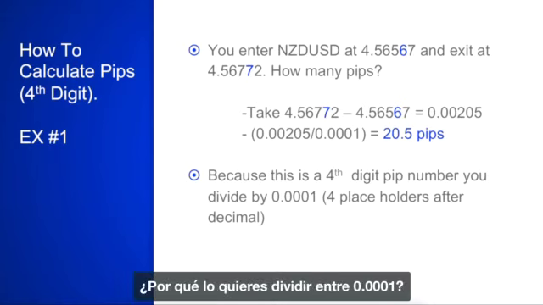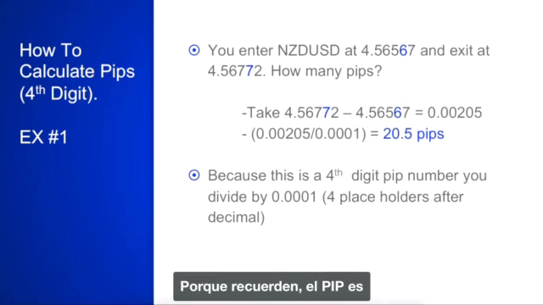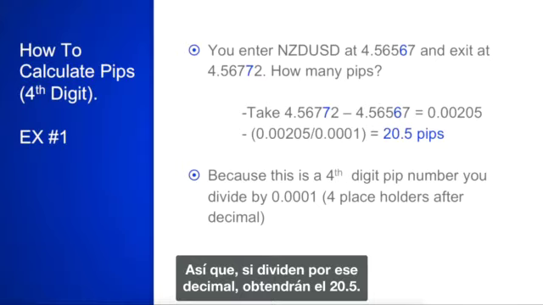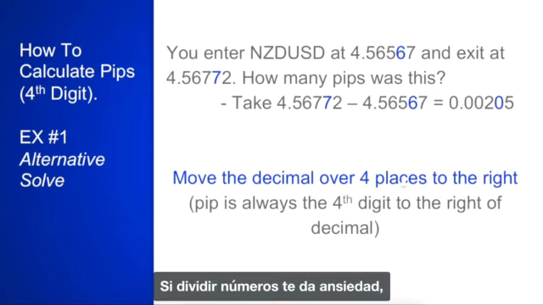Why did you want to divide by 0.0001? Because remember, the pip is the fourth decimal place, or the fourth digit after the decimal point. So if you divide by that decimal, you're going to get 20.5. Now, if dividing numbers gives you the heebie-jeebies, there's a whole other way that you can solve this.